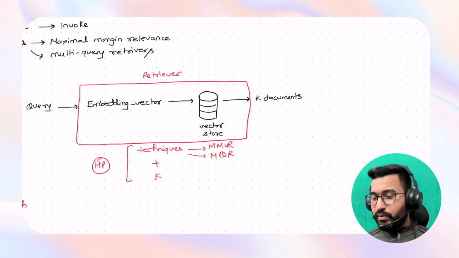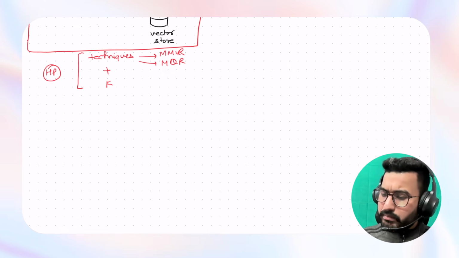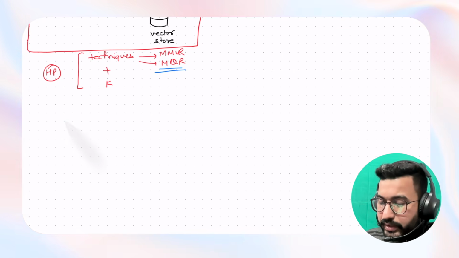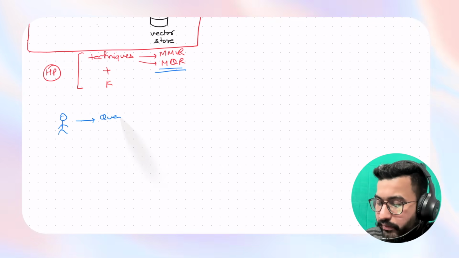Second was MQR, and MQR stands for multi-query retrieval. Now, what is multi-query? The problem is that whenever a user sends a query, the query can be very vague.